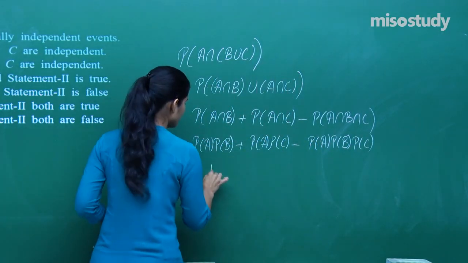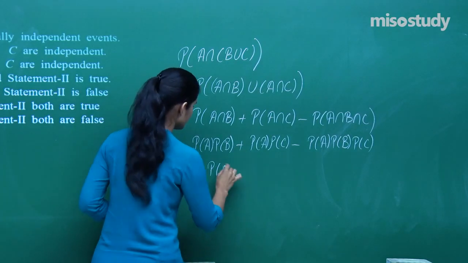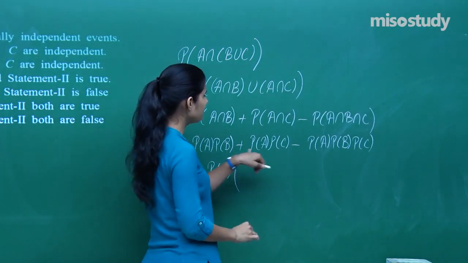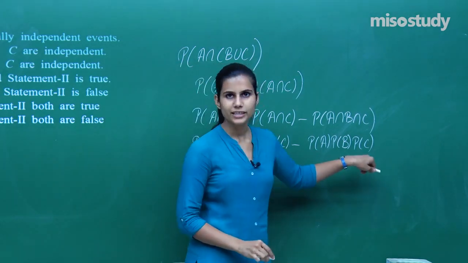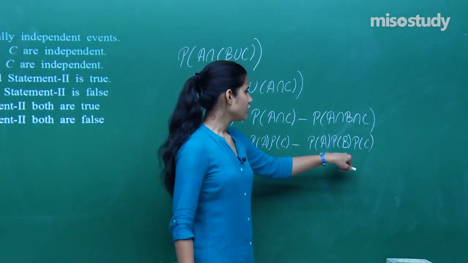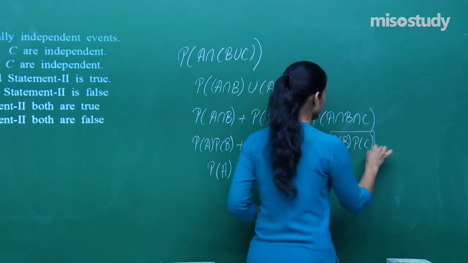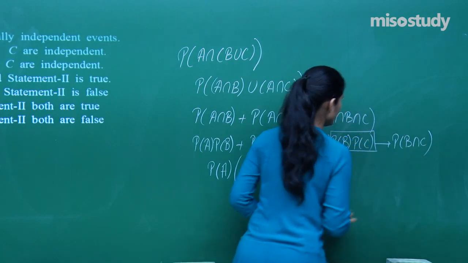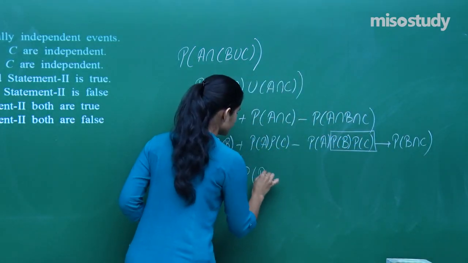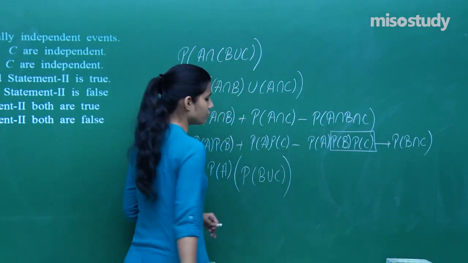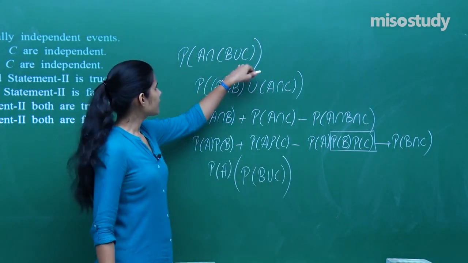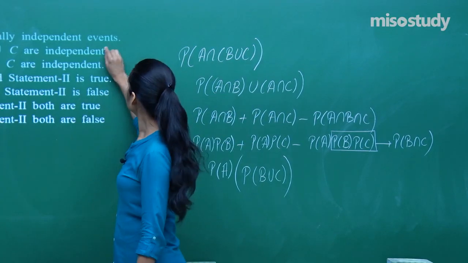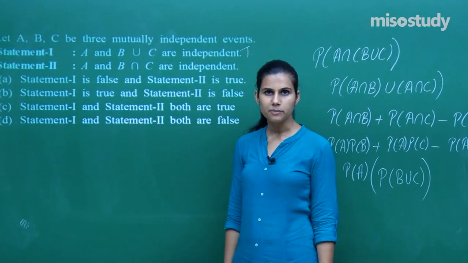Fine. Probability of A can be taken common. You are left with probability of B plus probability of C minus probability of B into probability of C. But probability of B into probability of C is equal to probability of B intersection C. So what you are left with is just probability of B union C. So probability of A intersection B union C is probability of A into probability of B union C. So yes, these 2 events are definitely independent.